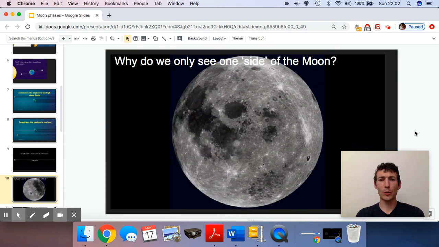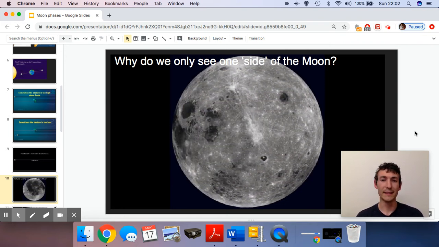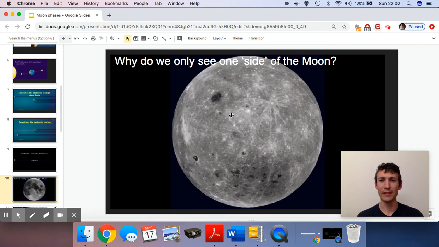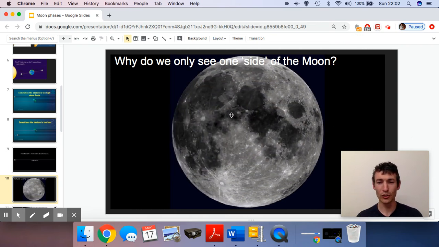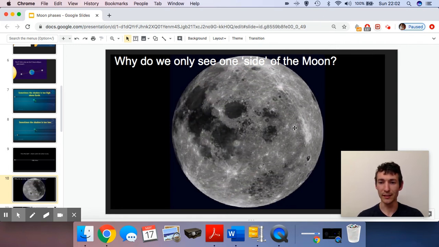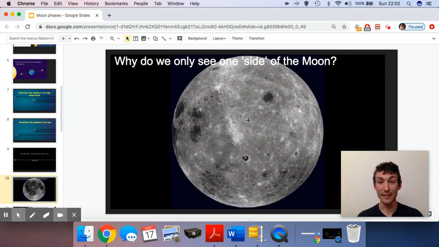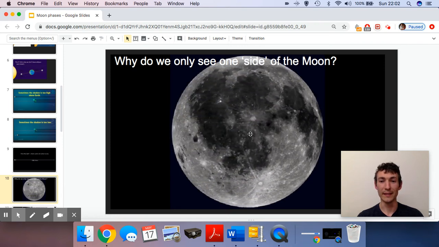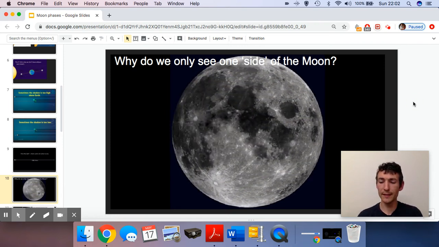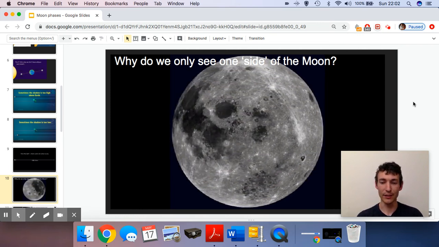Now, next big question. Whenever you look up at the moon, you always see the same face of the moon, or the same side of the moon. This is a really nice image. We're getting a full 360 degrees image of the moon, but you never see the far side of the moon. So we never see this side. We always see that side. So why is this? Well, of course, there's an answer to everything, isn't there?